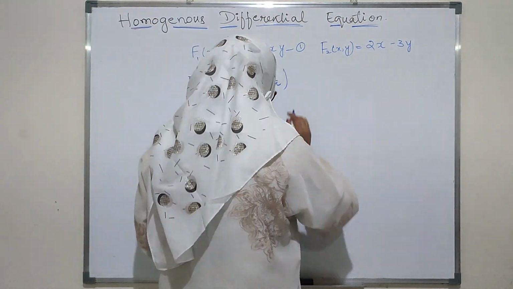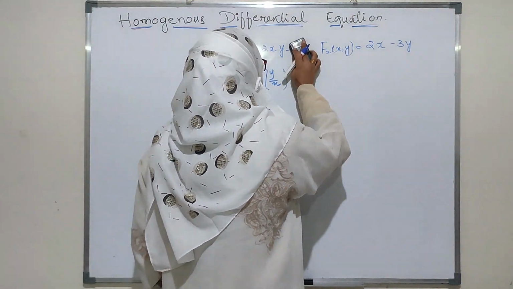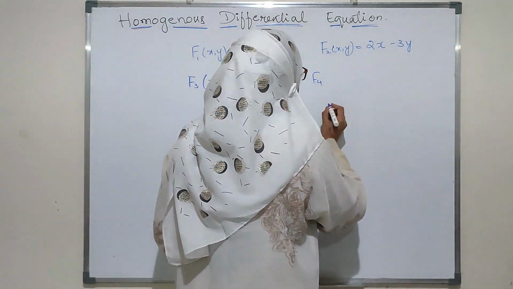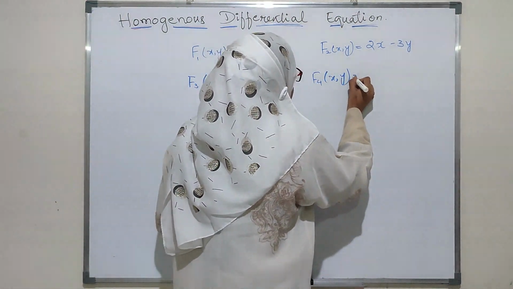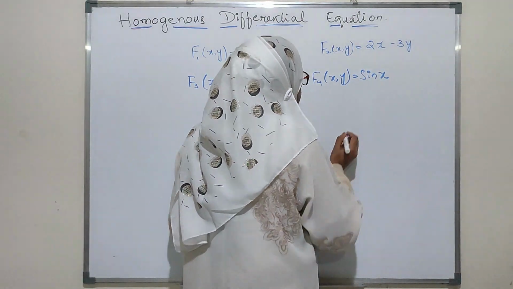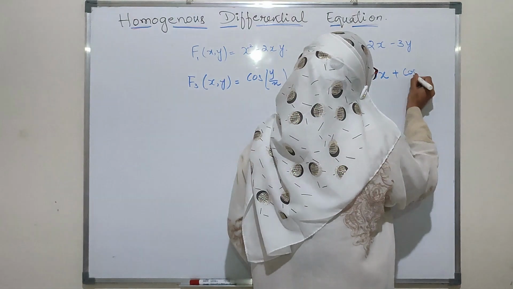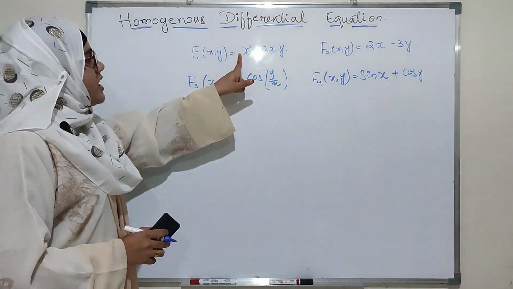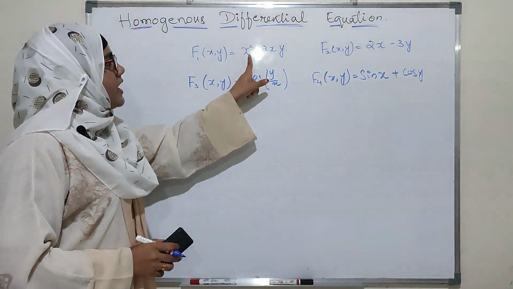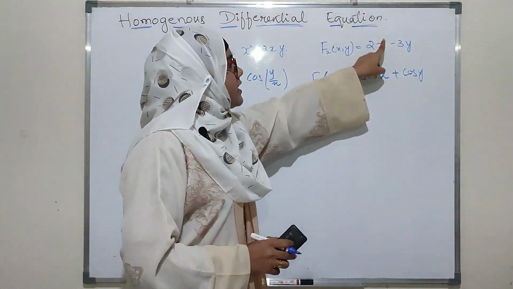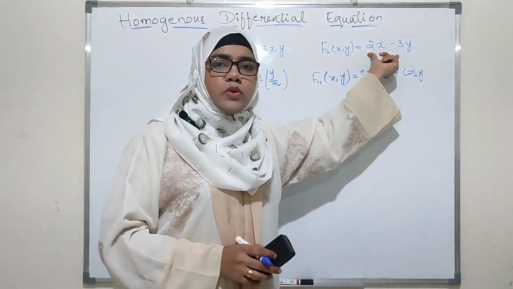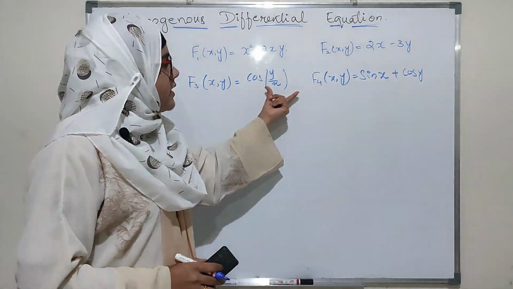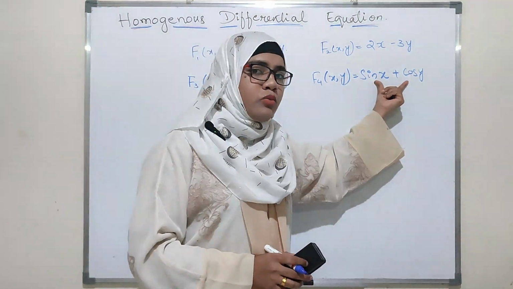Now consider another function f4 of x comma y equal to sine of x plus cos of y. In the first function f1, x square and xy both have power 2. In f2, x has power 1 and y has power 1, so this one is also homogeneous. In f3, y has power 1 and x has power 1, so this is also homogeneous. But in this case, we can't say this is a homogeneous function.